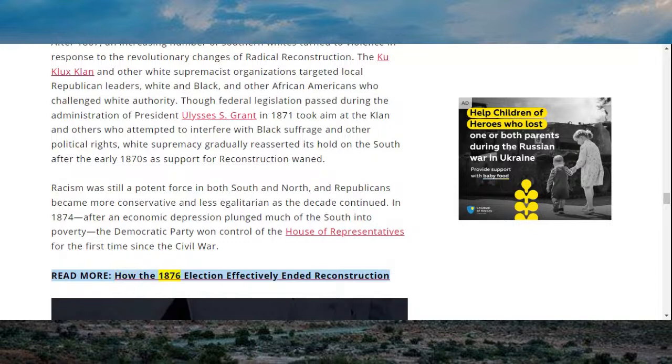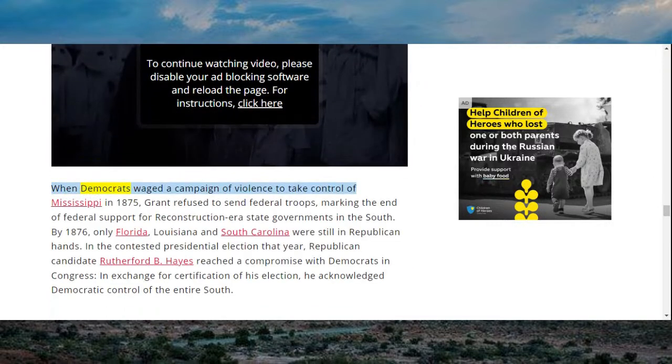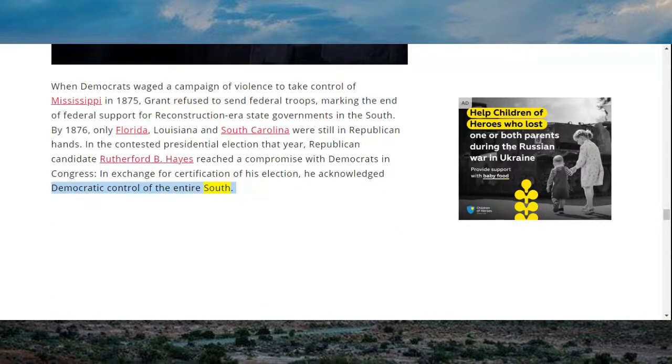How the 1876 election effectively ended Reconstruction. When Democrats waged a campaign of violence to take control of Mississippi in 1875, Grant refused to send federal troops, marking the end of federal support for Reconstruction-era state governments in the South. By 1876, only Florida, Louisiana, and South Carolina were still in Republican hands. In the contested presidential election that year, Republican candidate Rutherford B. Hayes reached a compromise with Democrats in Congress. In exchange for certification of his election, he acknowledged Democratic control of the entire South.